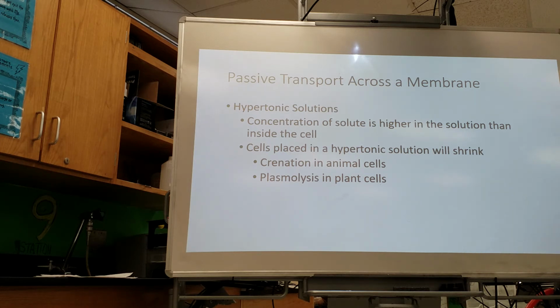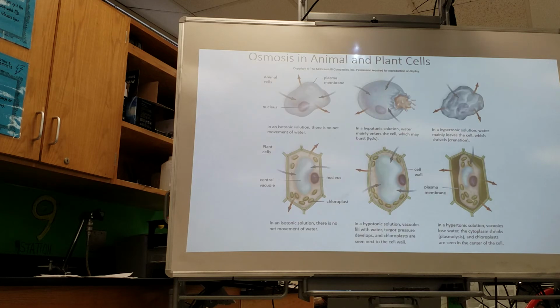And then in plant cells, what will happen is plasmolysis, where their cell walls stay the same shape, but their cell membranes start to pull away from it because they're losing so much water.